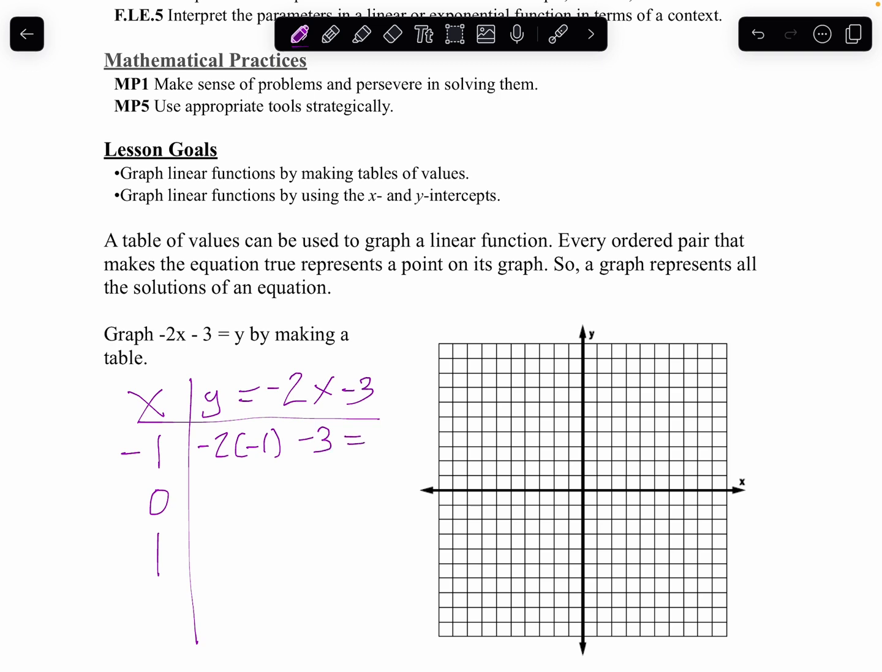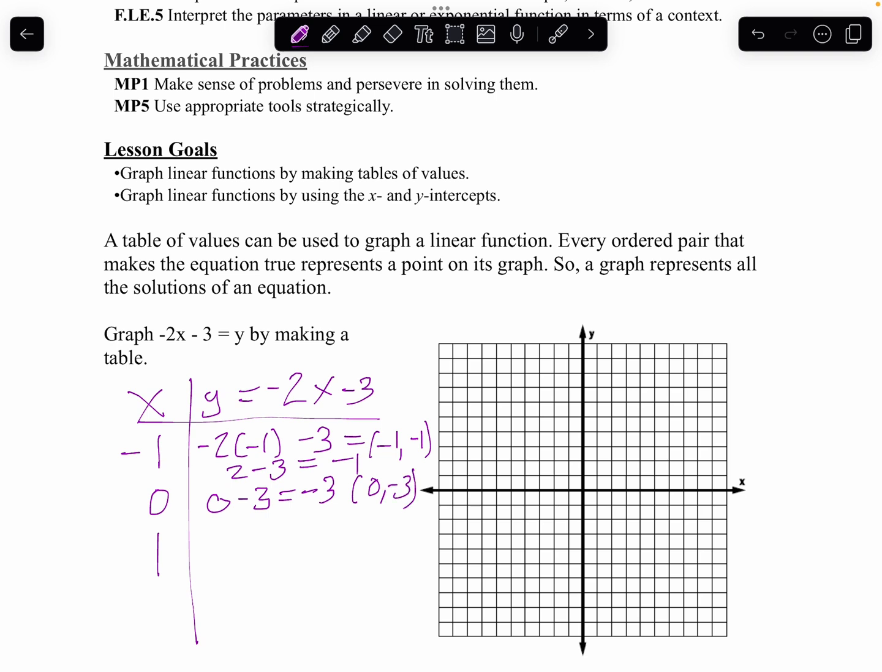Notice negative times a negative is a positive, so 2 minus 3, well, that's negative 1, isn't it? So I've got, kind of weird that they're both exactly the same. So I got negative 1 and negative 1. Then I'll put in 0. Nice things happen with 0. Notice negative 2 times 0, that's 0. 0 minus 3, well, that's negative 3. So I'm going to graph the point 0 and negative 3.